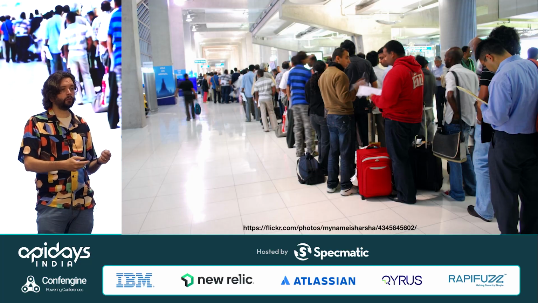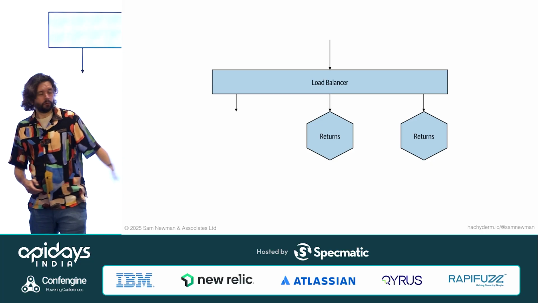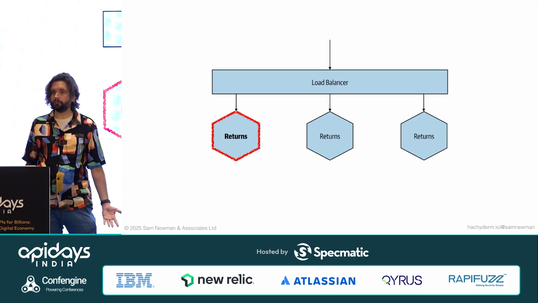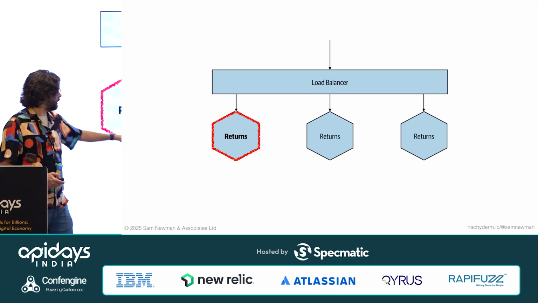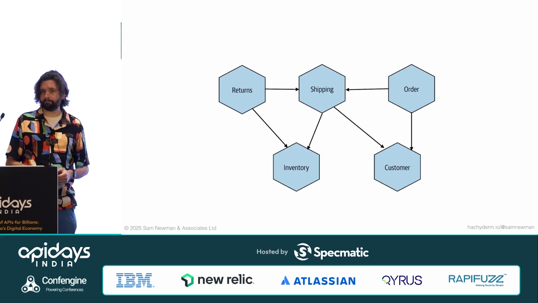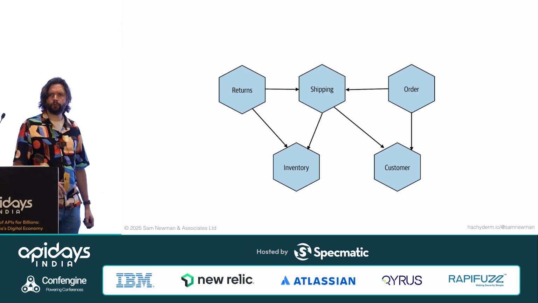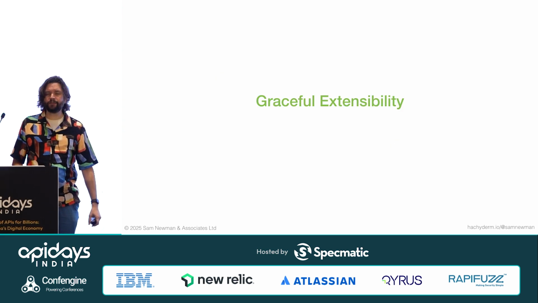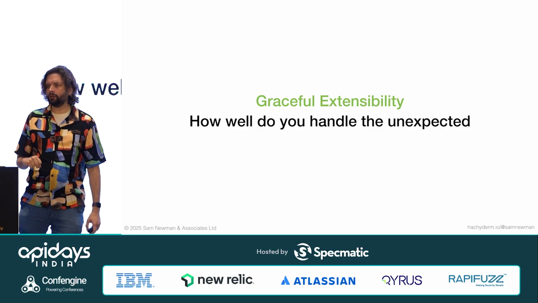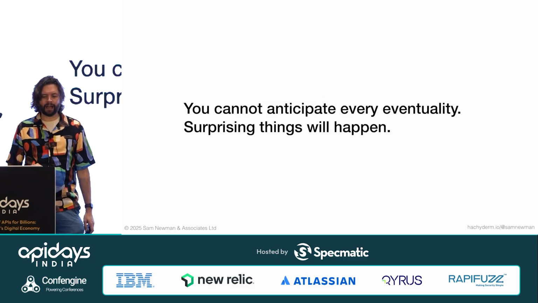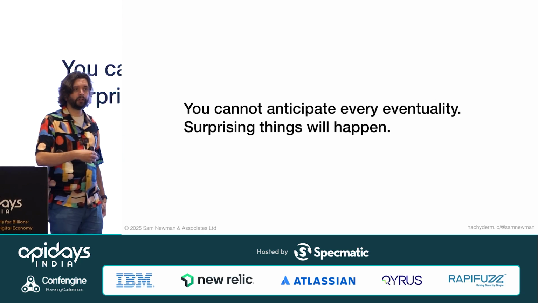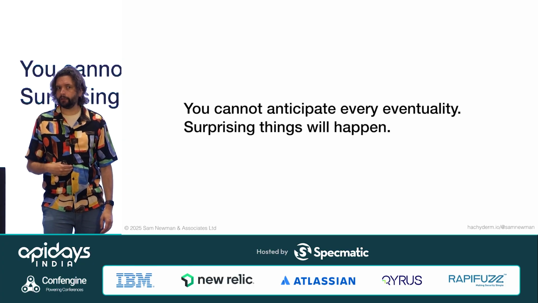So that's our concept of our rebound. How quickly can we bring back a missing service instance when it fails? Things like desired state management here can help. If a service is offline, how quickly can we get that service back up and running again? Let's move on to our third concept from Woods' model, the idea of graceful extensibility. This is how well can we handle the unexpected. We cannot anticipate every eventuality. Surprising things will happen. How easy or how well are we able to handle surprise?